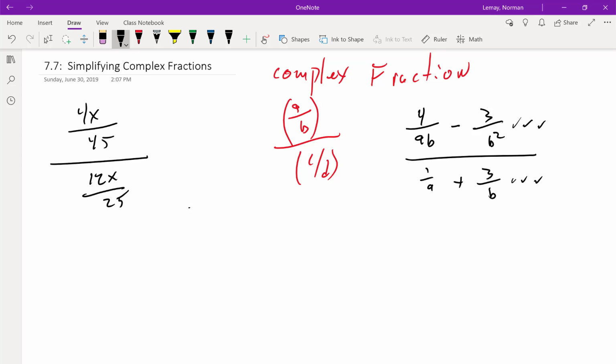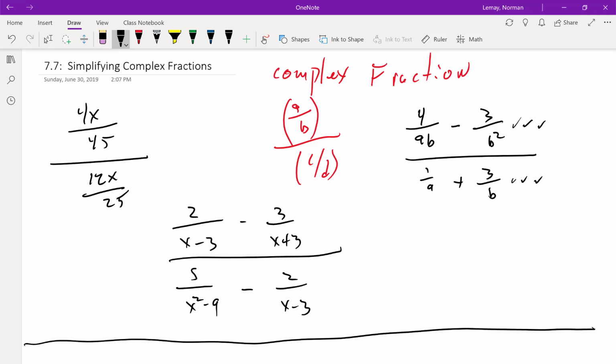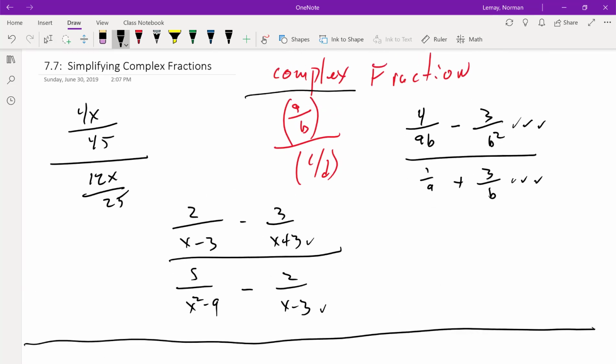And then my last example to identify, so x minus 3 minus 3 over x plus 3 divided by 5 over x squared minus 9 minus 2 over x minus 3. Again, this is another complex fraction. And again, the goal and the objective is to simplify. And in this case, it's kind of complex, if you will. Again, we've got different denominators. So we know we're going to have to boil it down and put this as a fraction over a fraction.